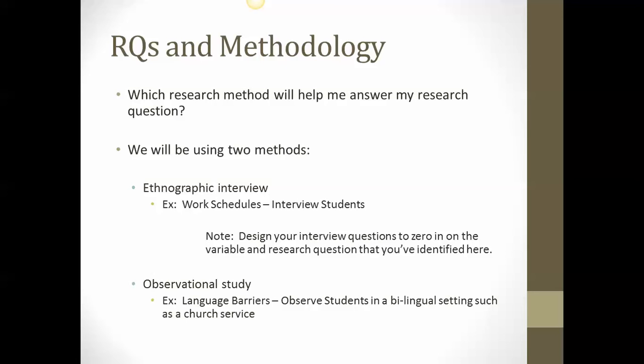And then the second method we're going to use is an observational study. And another variable that we identified for maybe why they're not attending church could be a language barrier. So one thing you could do is actually observe students in a bilingual setting, such as a church service, to try to discern through observation, is there a language barrier here? And because of that language barrier, they're just not interested in attending, say, a local Hispanic church or actually an English-speaking church. What's going on? Is there some kind of language barrier that's contributing to this? And an observational study could help you try to solve that research problem.